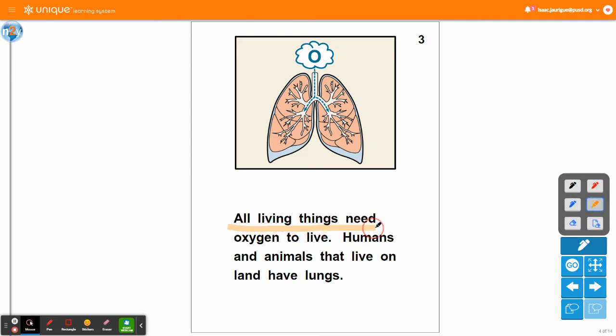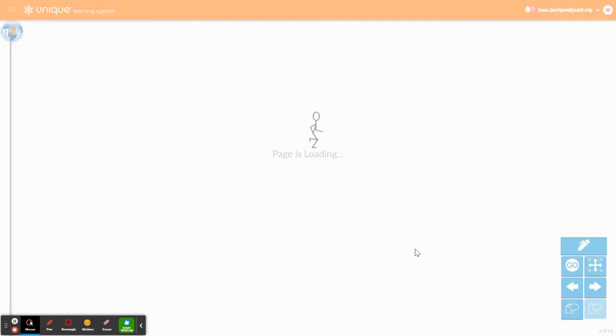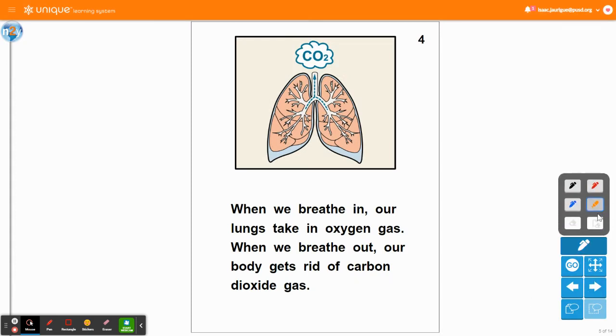All living things need oxygen to live. Oxygen is in the air. Humans and animals that live on land have lungs. These are lungs, guys. They're in your chest. When we breathe in, our lungs take in oxygen gas. When we breathe out, our body gets rid of carbon dioxide gas. What do humans use to breathe? Lungs. We use lungs.